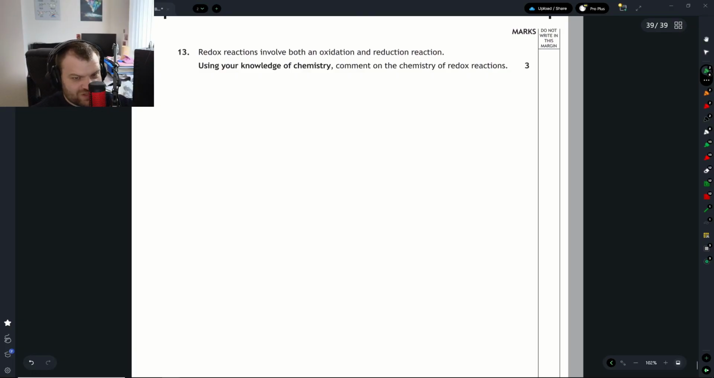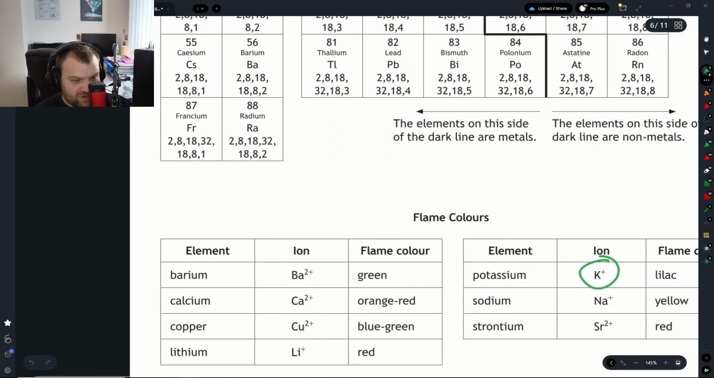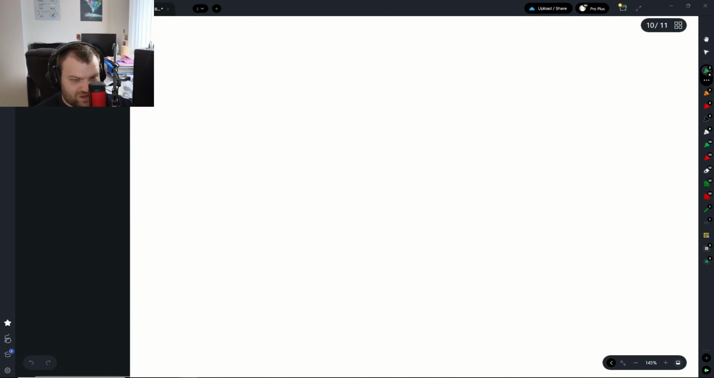Our final question is the second using your knowledge of chemistry question. We're asked about redox reactions. Redox reactions involve a reduction and an oxidation, as it says. We could talk about OIL RIG, which is oxidation is loss of electrons, reduction is gain. And then redox, they're happening at the same time. We could pick some half equations to put down. Remember, that will be found on page number 10.